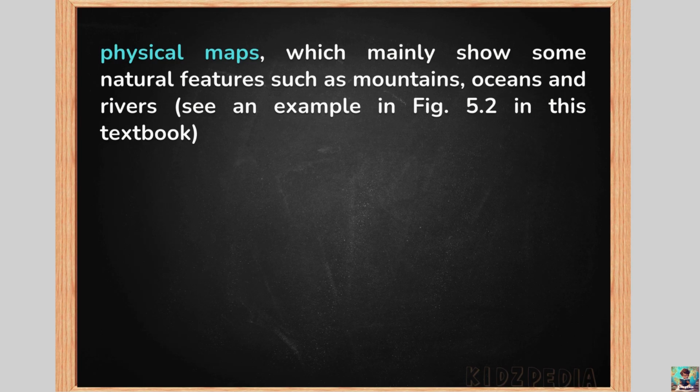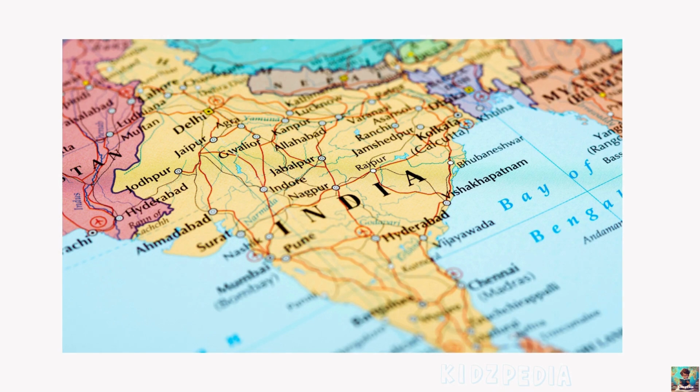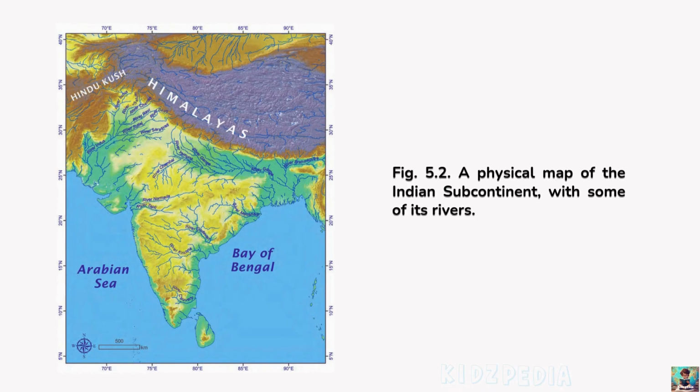So what do we understand by this? A physical map shows the natural features of a place. That is, a map showing things that come from nature, not made by people. For example, if you look at figure 5.2, the second picture in chapter 5 of your textbook, you will see a physical map of the Indian subcontinent with some of its rivers. In this map, mountains are shown in brown and oceans and rivers are shown in blue. Only natural features are shown in this map.